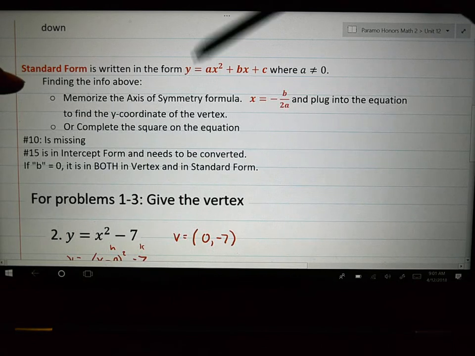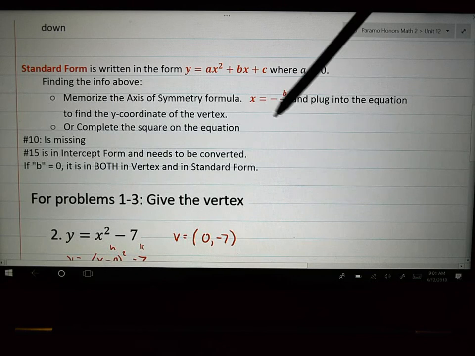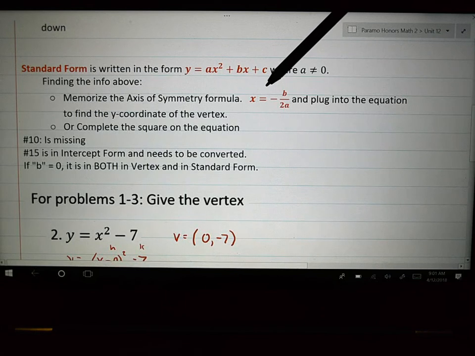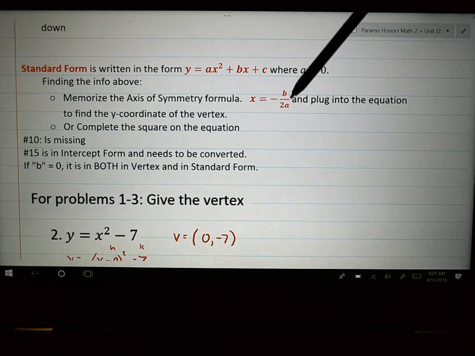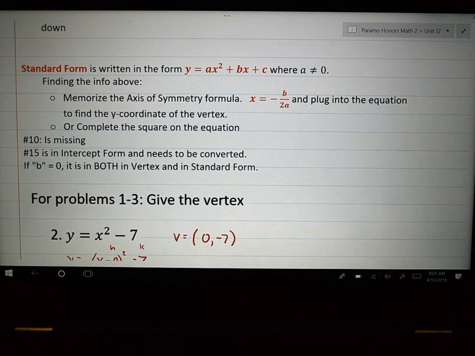There's 2 ways to really do this. Most math teachers I know will make you memorize this formula, x equals negative b over 2a. It's pretty much the first part of the quadratic formula, something you've already memorized anyways. It's the front. And if you want to find the y coordinate, you can just take it, plug it back in. That way you only have to memorize one formula.